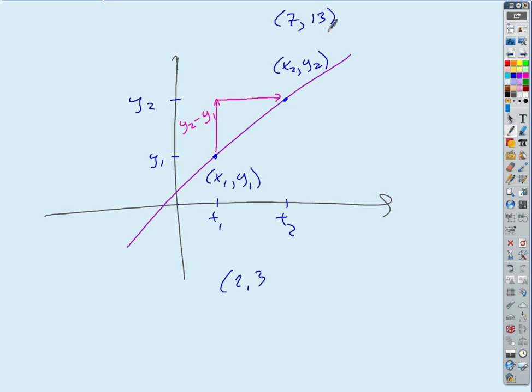Something like that. What would my rise be? 10. I'm going from 3 up to 13, but that's 13 minus 3. It's just 10, right? What would my run be? 5. Going from 2 to 7. Well, that's just 7 minus 2, which is 5, right? You get my point? So the rise is just going to be y2 minus y1. The run is just going to be x2 minus x1.